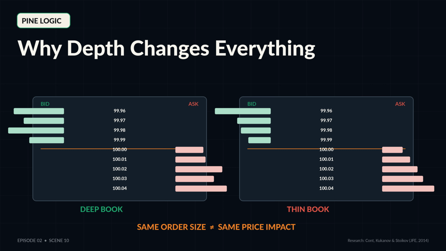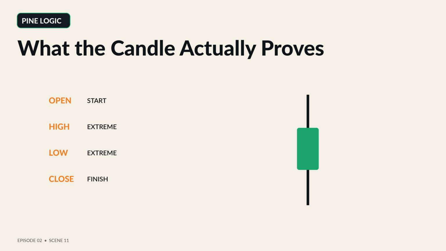Return to the candle. Green proves only that close finished above open. Red proves close finished below open. High is the highest traded price in the interval, low is the lowest. Those are facts. Everything beyond them is interpretation.